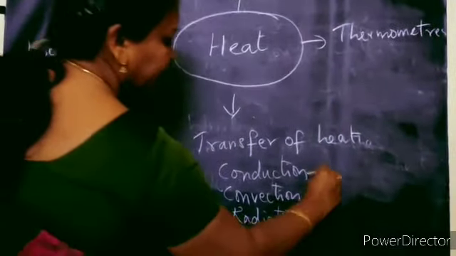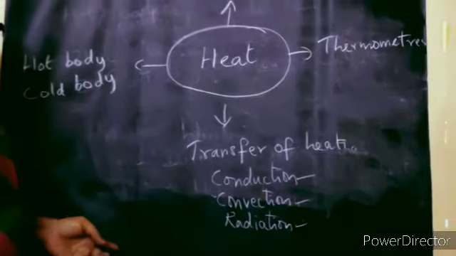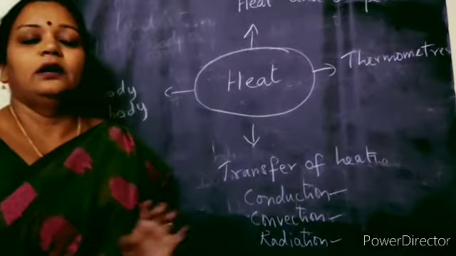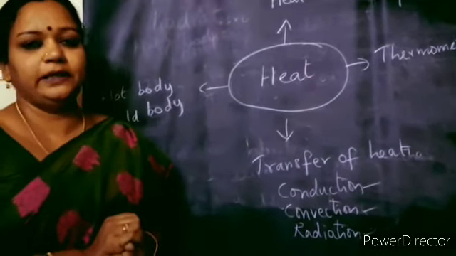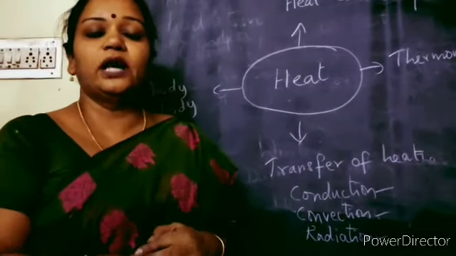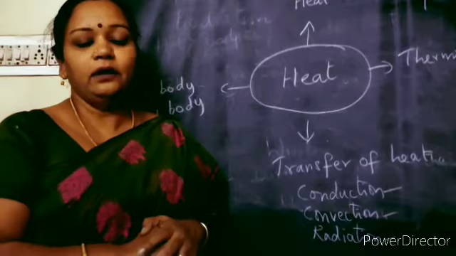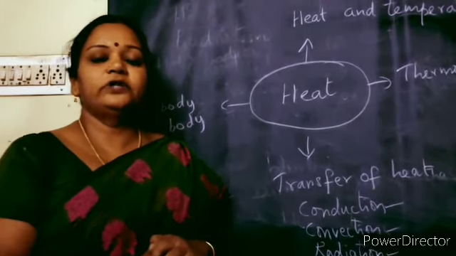It was shown for conduction and convection. Radiation, I have asked you to do that activity at home, and you can write your observation on an A4 sheet and keep it ready. And read the lesson. In the next class, we will try to answer all the exercise questions given at the back. Read and be ready for the next class, children.